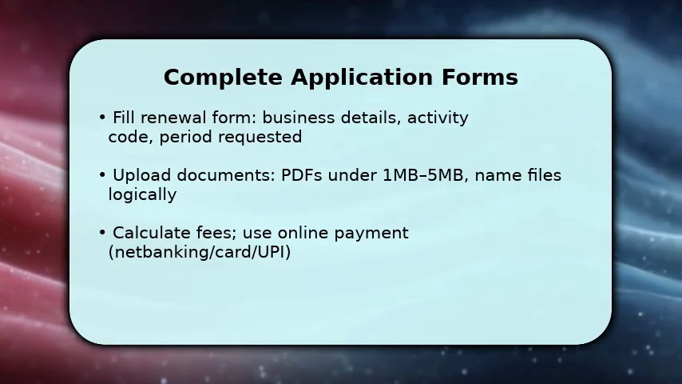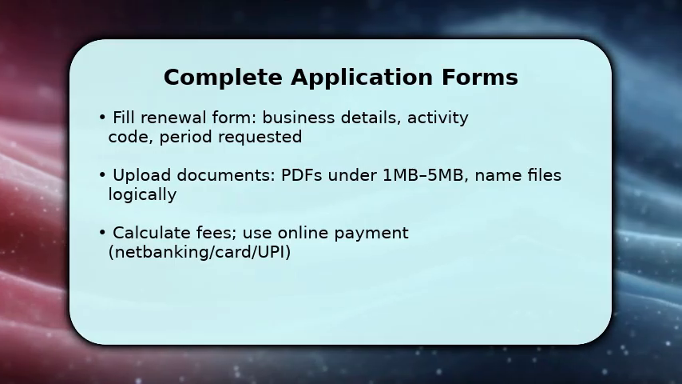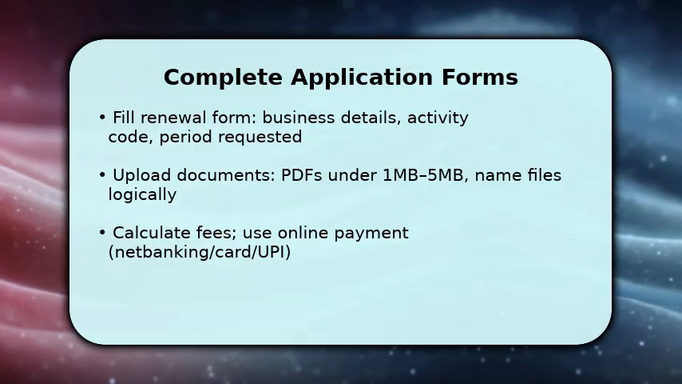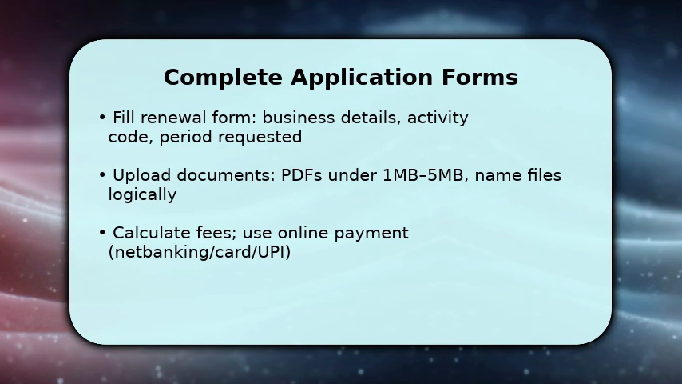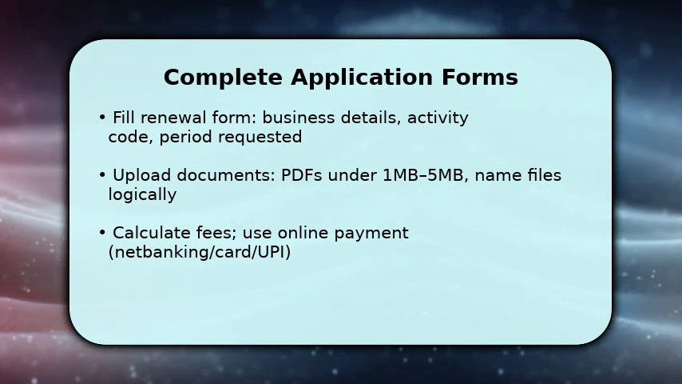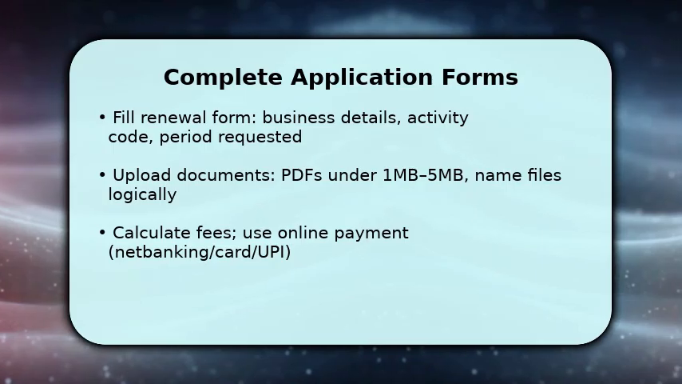match them. Once uploads are complete, calculate the renewal fees shown by the system and pay online via net banking, card, or UPI. After payment, download the provisional acknowledgement and note the application number for tracking.